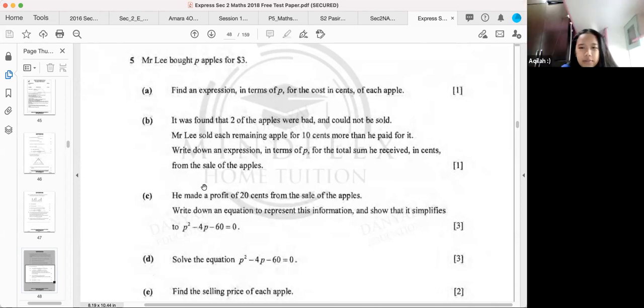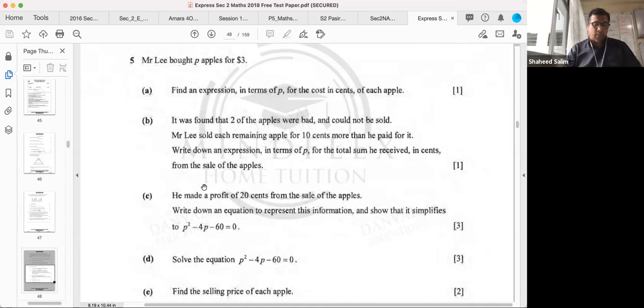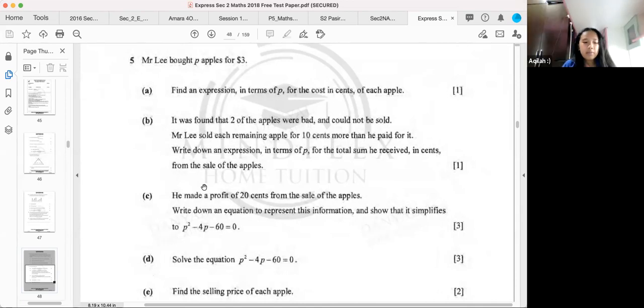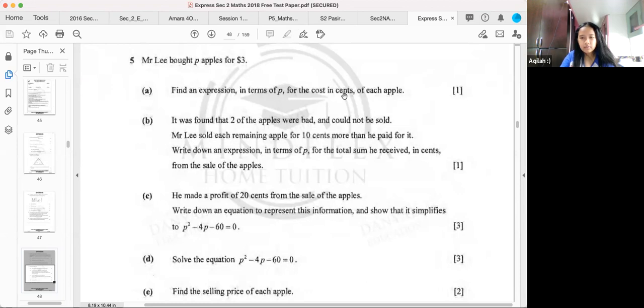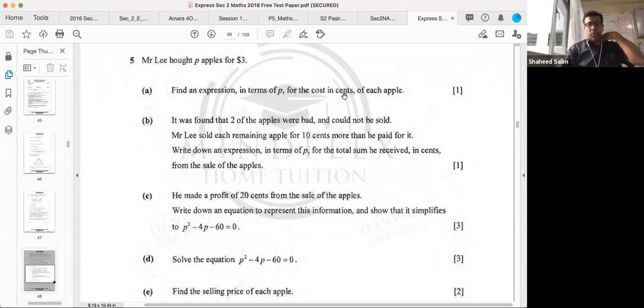For 1a, it is b divided by 3. Okay, but what they want, is it P divided by 3 or 3 divided by P? Oh, 3 divided by P. Okay, but they want your answer to be in cents. So 300 divided by P. Well done. Okay, so you try for B. What would be the expression?